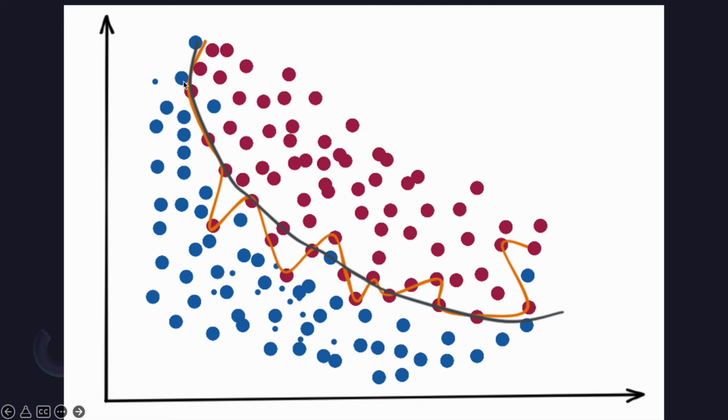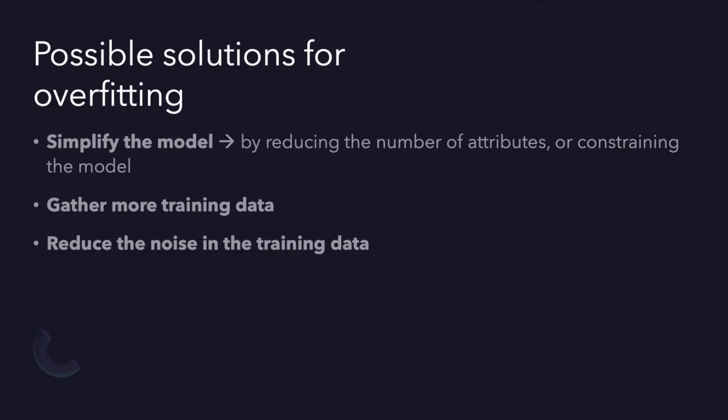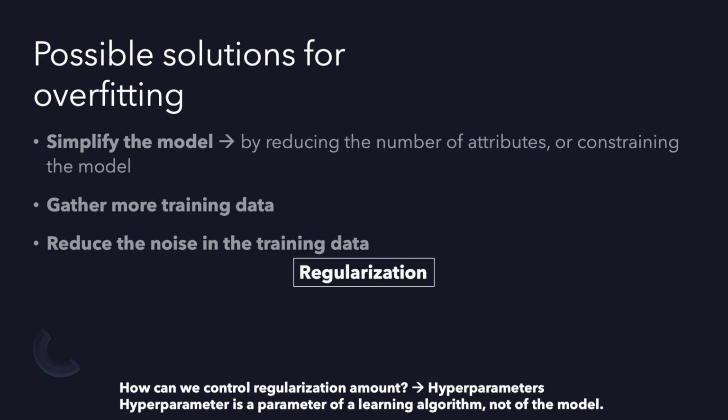Okay, we saw different overfitting examples, then what can be solution ideas for the overfitting issue? The first one is simplifying the model. By reducing the number of features, attributes, and constraining the model, you can simplify the model. And the second one, getting more and representative training data. And the third one, reduce the noise, clean the outliers. So this is regularization, and regularization is important to prevent overfitting.